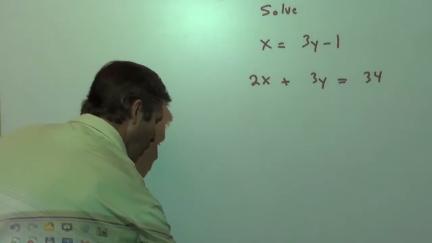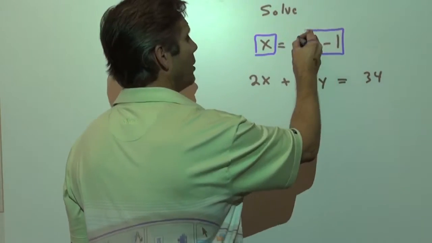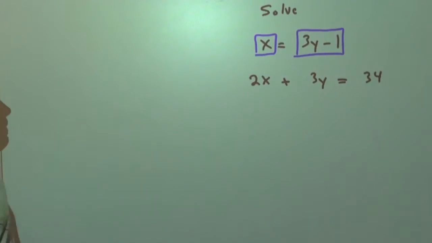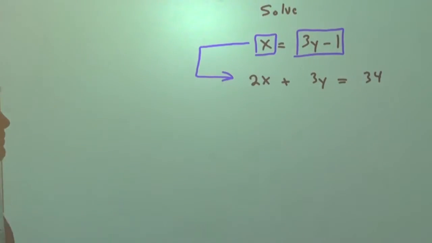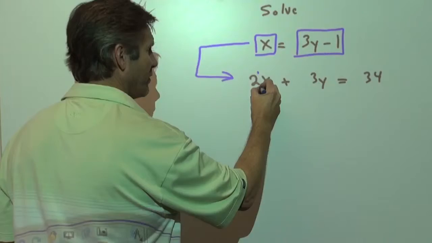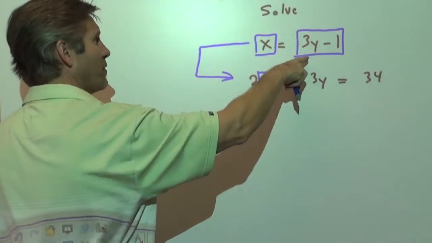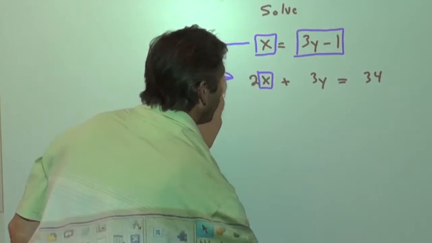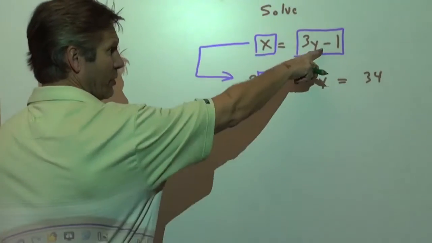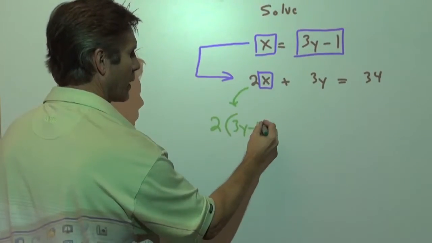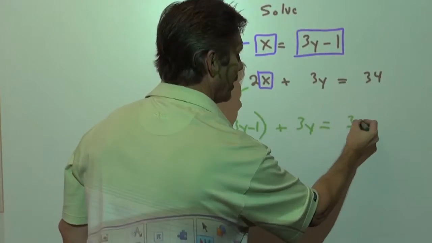Let's try this one. Solve this equation. We now see that x is by itself. x is defined by being 3y minus 1. So we're going to take the information from this equation and we're going to embed it in this equation down here. Wherever we see the x down here, we can replace it with its equivalent expression, which is 3y minus 1. Once we do that, we write this second equation now, and we get 2 times the substitution of 3y minus 1 plus the 3y is equal to 34.